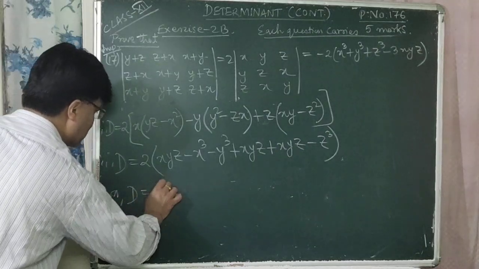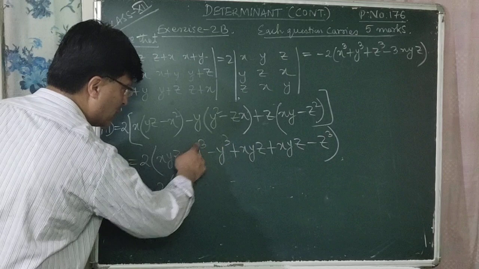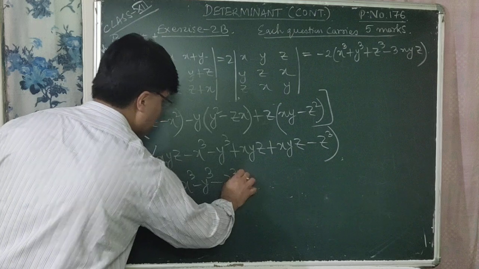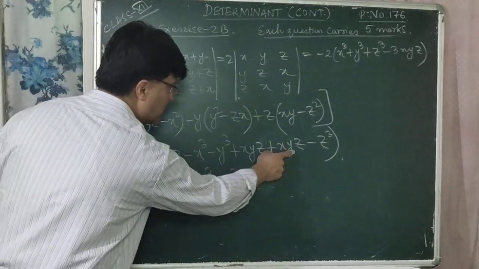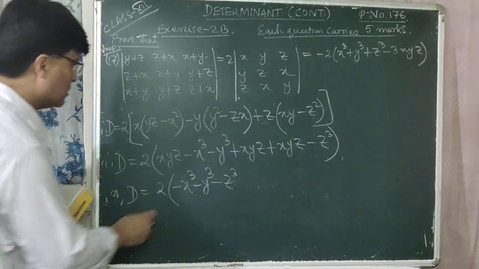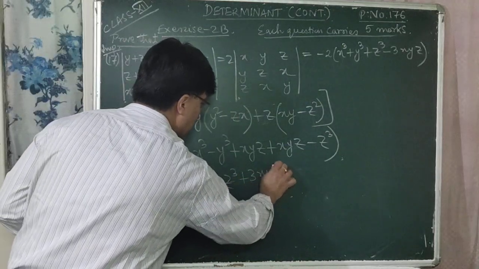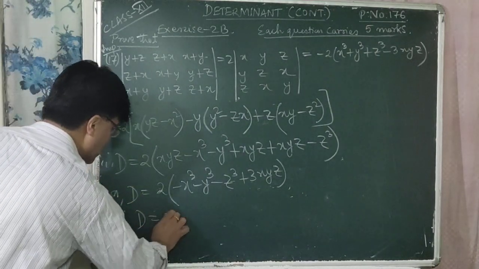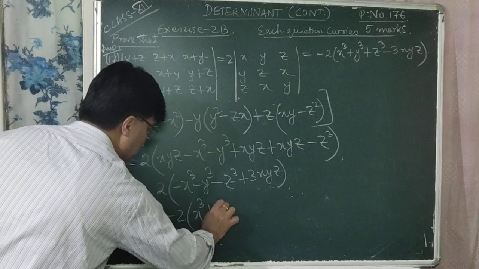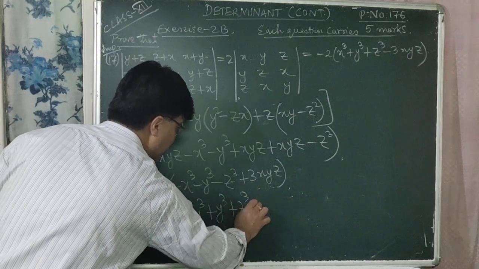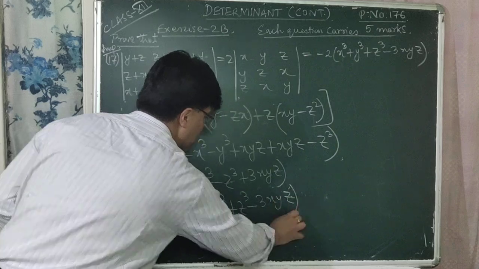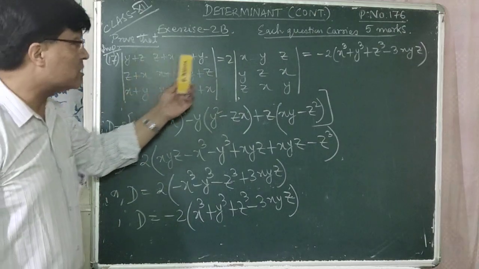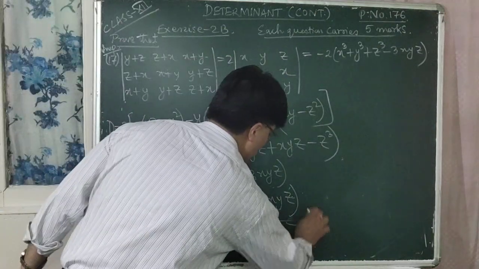Or D is equal to twice within bracket. Let us write down minus x cube first, then write down minus y cube, then minus z cube. Now we can add all these three similar terms. What is the summation? Plus 3xyz. Now take minus common here. Therefore D is equal to minus 2 within bracket x cube plus y cube plus z cube minus 3xyz, which is equal to extreme right hand side. That is, we have proved first is equal to second is equal to third. So proved.